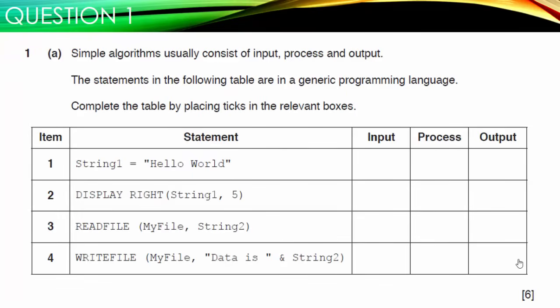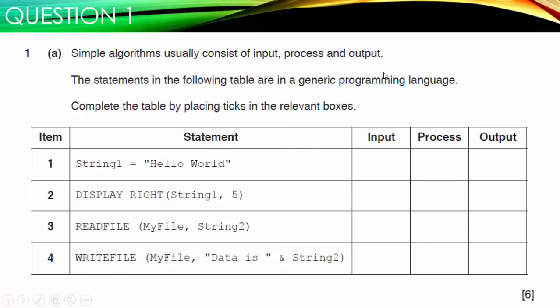All right, so simple algorithms usually consist of input, process, and output. The statements in the following table are in a generic programming language. Complete the table by placing ticks, which are check marks, in the relevant boxes. So this is one way they could evaluate whether you know what input, process, and output is, which is the basic sequence of an algorithm. We take input, we process that data, and we produce an output. That is the basics of computer science.